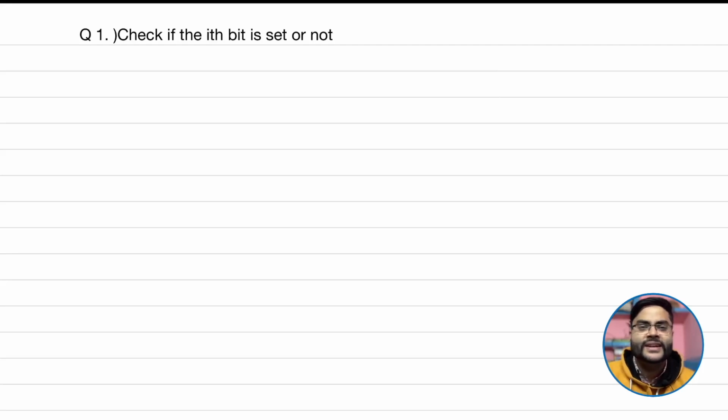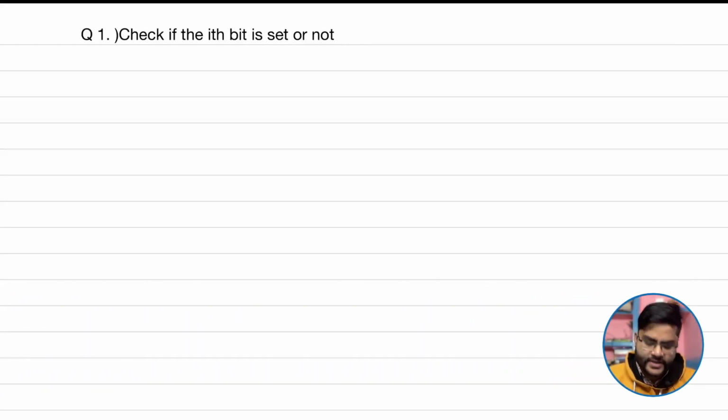In the previous lecture, we discussed some basics of bit manipulation. We discussed some bitwise operators: bitwise AND, bitwise OR, XOR, left shift, right shift, and NOT. So in this lecture, we'll solve some basic problems using those operators. Let's take our first example.